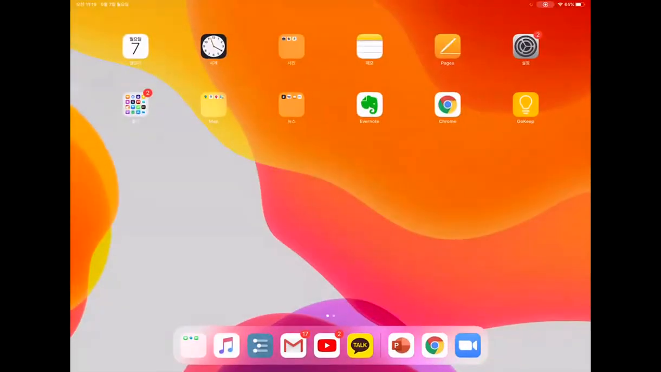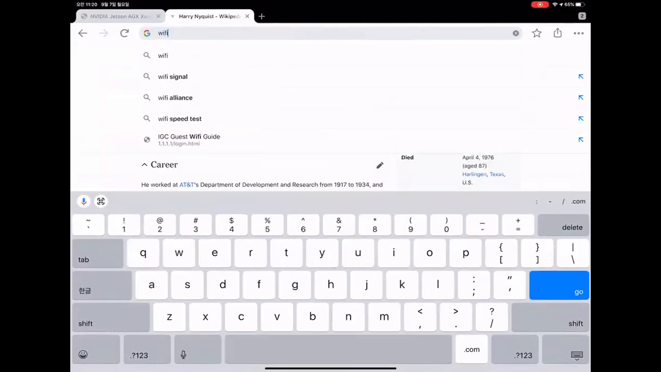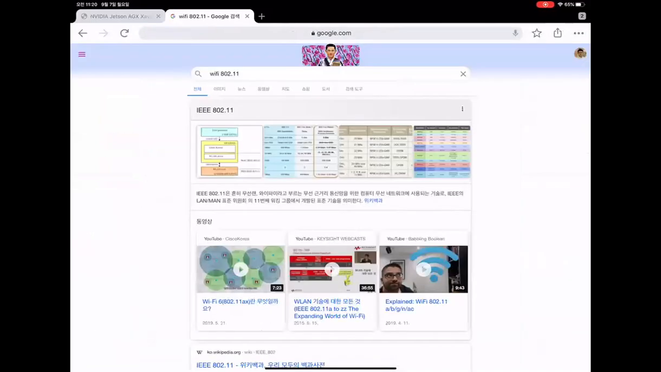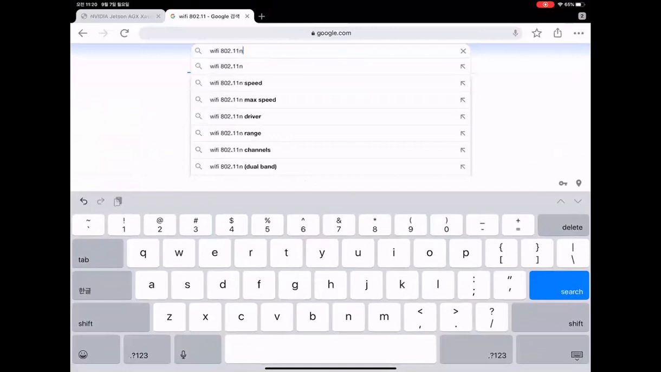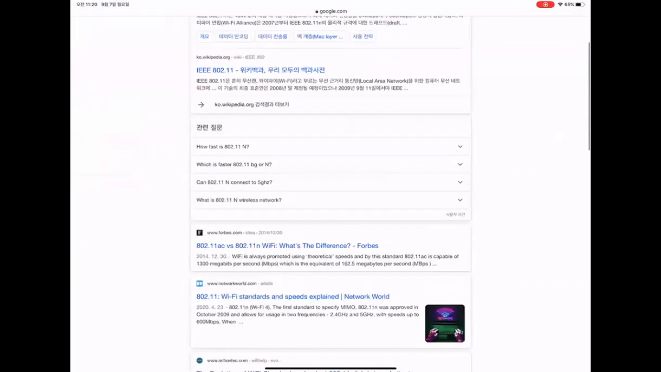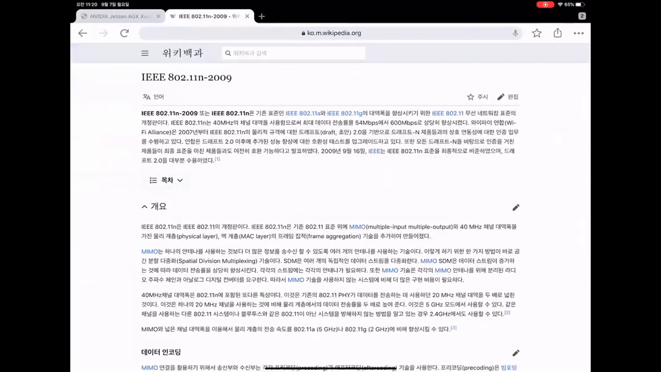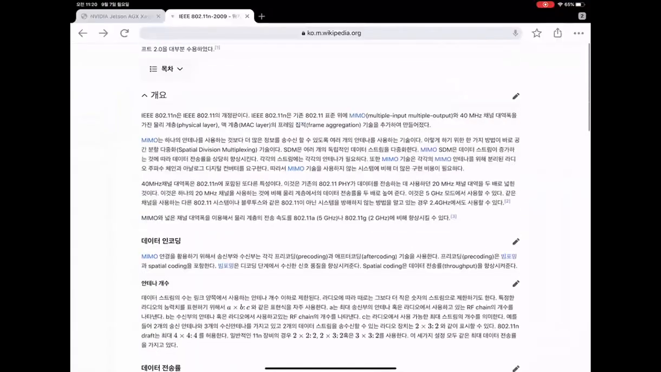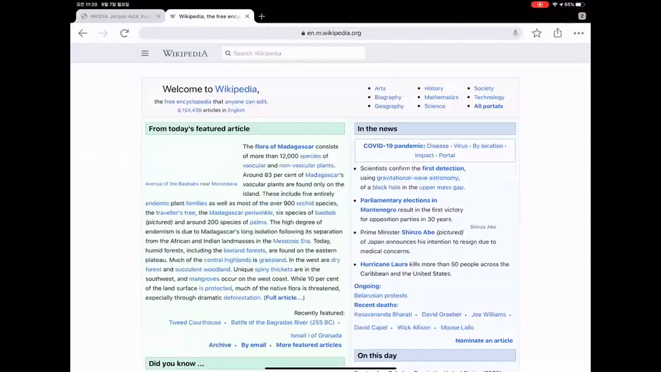Okay, so let me give you an example. Say Wi-Fi standard 802.11, Wikipedia, 802.11 and speed. Oh, how can I go to English? Okay, I think I can go to English from here, in settings. EN Wikipedia. Go to Wi-Fi.